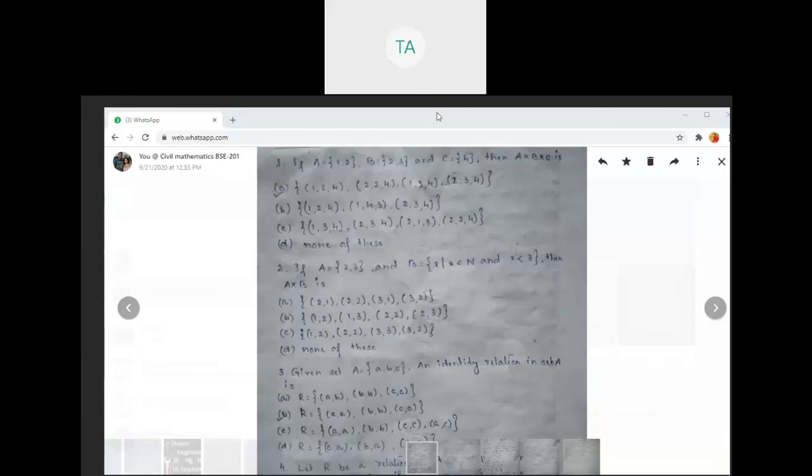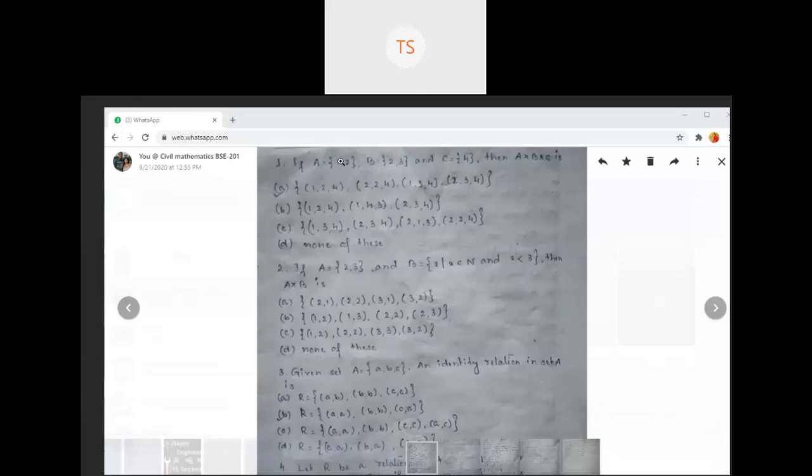Yes, because see, the first set is A and its first element is 1. So what was our idea to write the ordered pair? First we take the first element, so 1. Then from set B the first element, which is 2, and from set C the first element, which is 4. So we get 1, 2 and 4. Here the first ordered pair is (1, 2, 4).